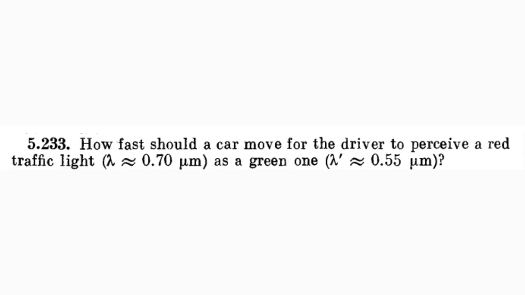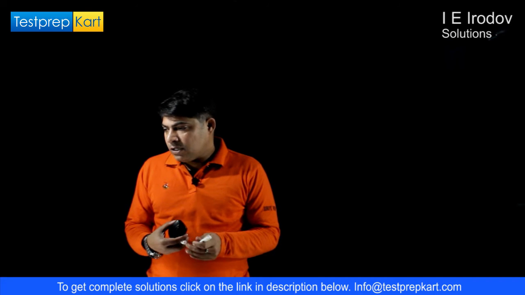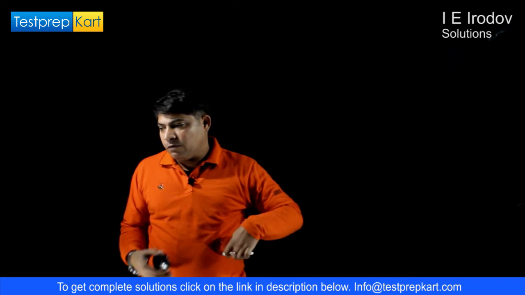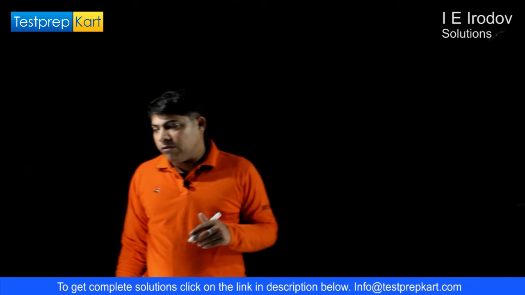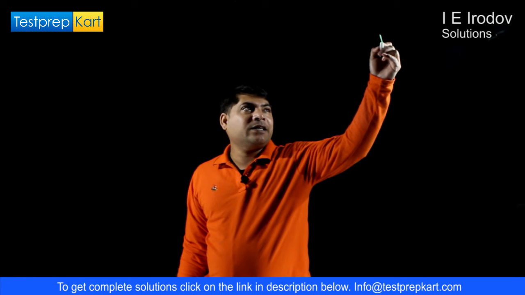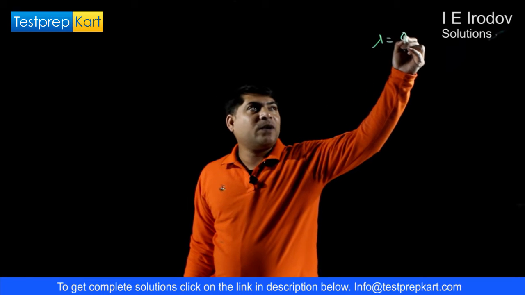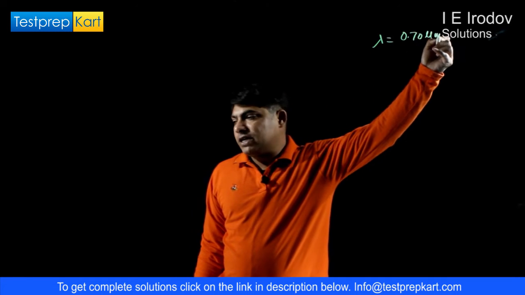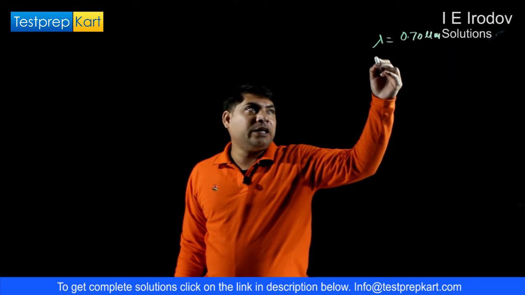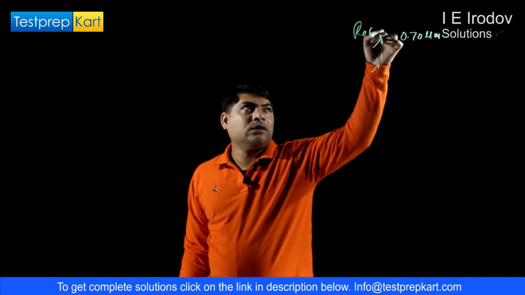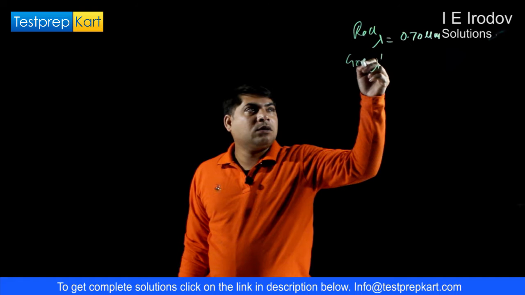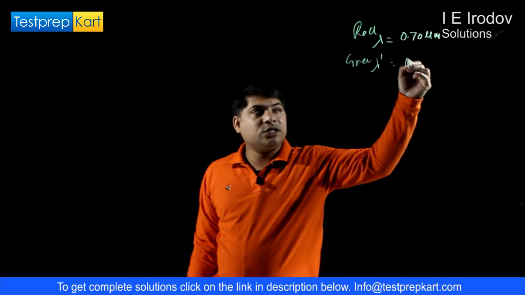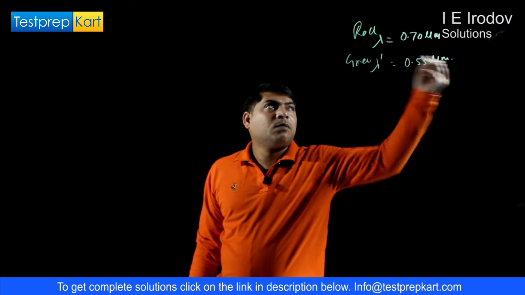Question number 5.233. How fast should a car move for the driver to perceive a red traffic light, which is at approximately 0.70 micrometer, as a green one? And for that, this is 0.55 micrometer.